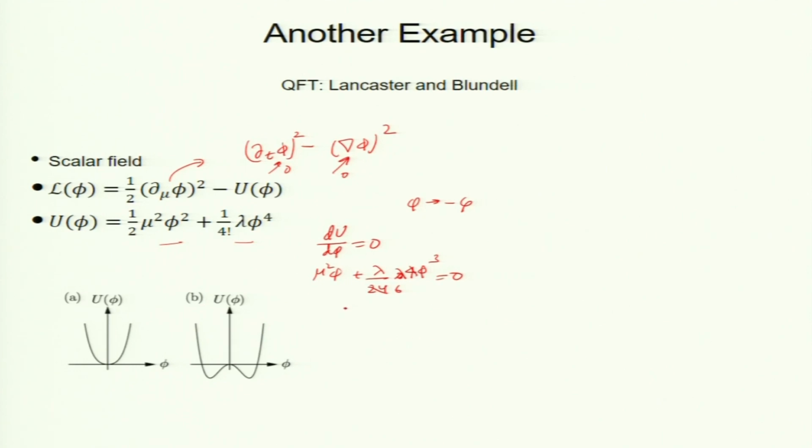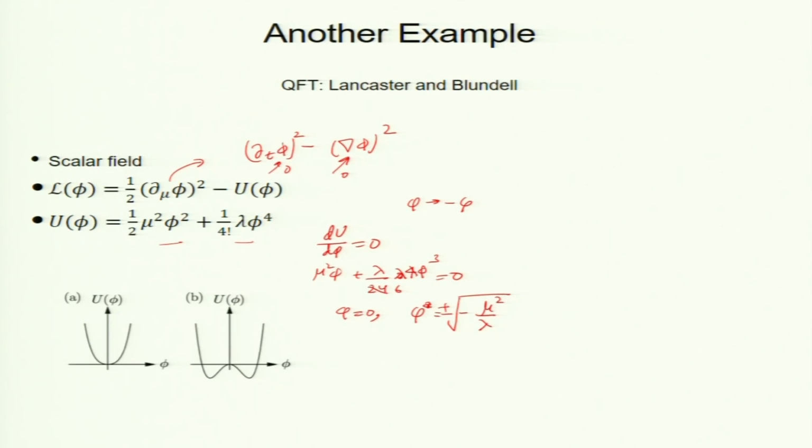So, now what is the solution for this equation? Phi equal to 0 and phi squared equal to minus mu squared by lambda, or phi equal to plus minus the square root of this. Okay. So, this we have done, this is the phase transition, Landau theory.